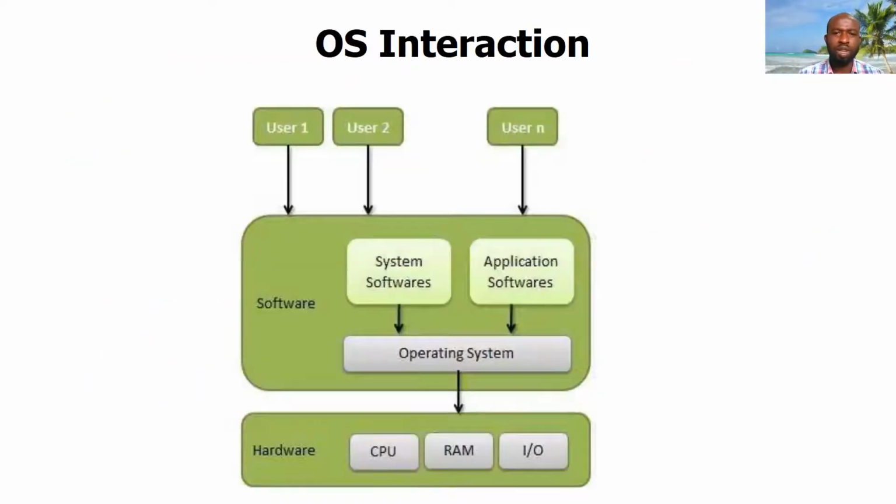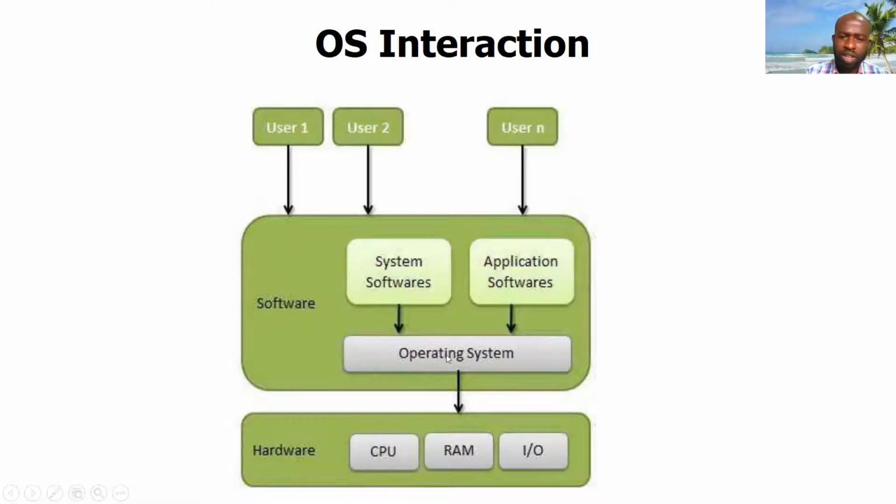If you conceptualize the OS and the hardware as a diagram, you can have user one, someone using computer one, another person using computer two, up to the nth person using a computer. This is the software aspect of the computer, and this is the hardware aspect. Within the hardware, you can have the CPU, the RAM, and the various input and output devices, that is, the peripherals. In between, the operating system is part of the software. Within the software, you can have the system software and also the application software.